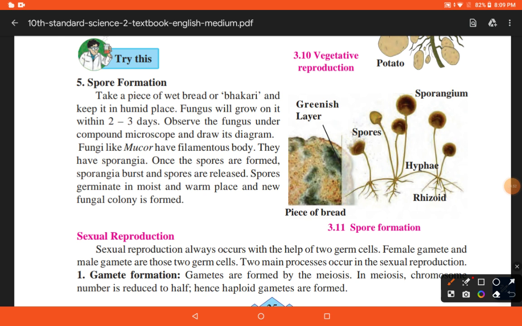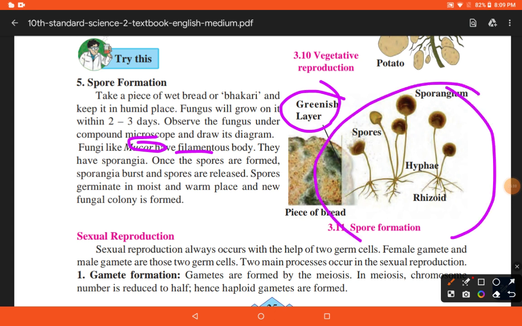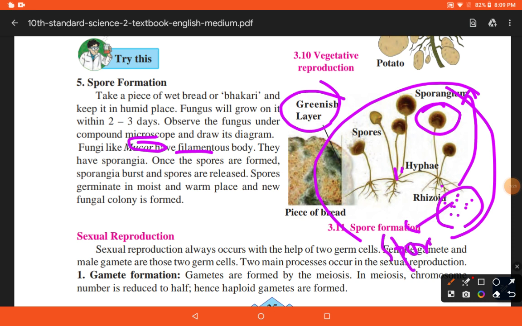Spore formation takes place most often in fungus. You'll see that when a fungus attacks, it forms a greenish kind of layer. How does it form it? Let's understand that. Let's say we have a fungus like Rhizopus or Mucor. They have a filamentous body. This is the body of the fungus, this is the rhizoid, and many bunches of hyphae are there. If I zoom in, this is the sporangium. Inside it many spores are formed, and when the sporangium ruptures, these spores come out.